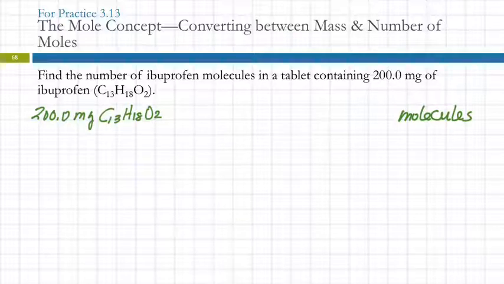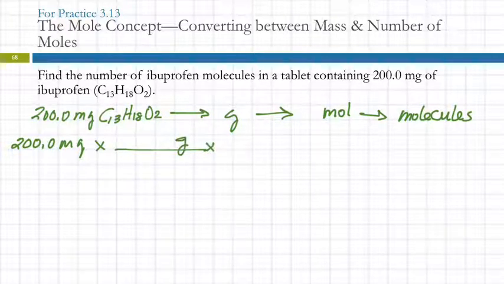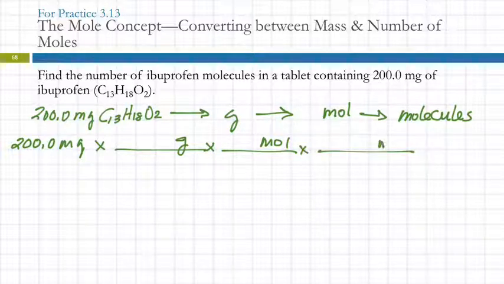So then how do we get from milligrams to molecules? Well, moles are in the middle, right? So we're going to put moles in here, because going from moles to molecules is Avogadro's number. Milligrams, what's the missing unit between that and moles? Grams. We need to get grams in here, so we'll go milligrams to grams, grams to moles, moles to molecules.